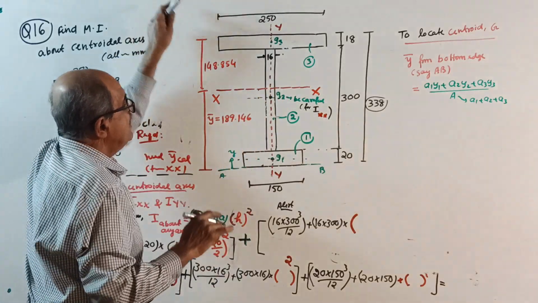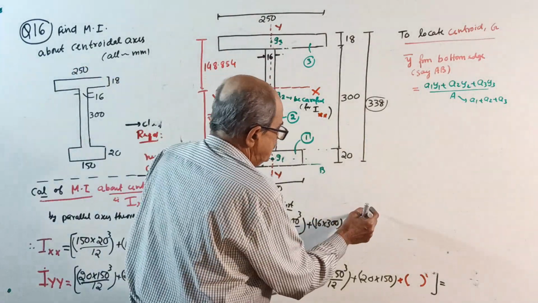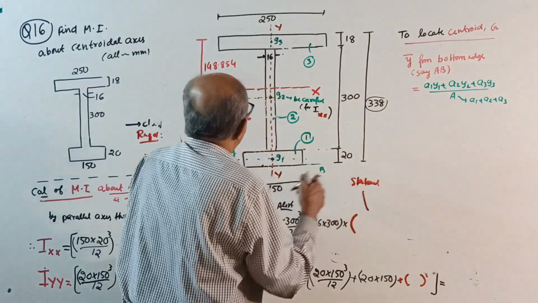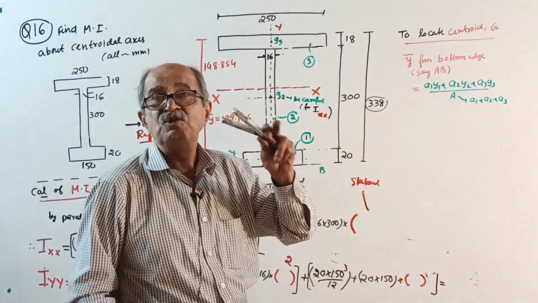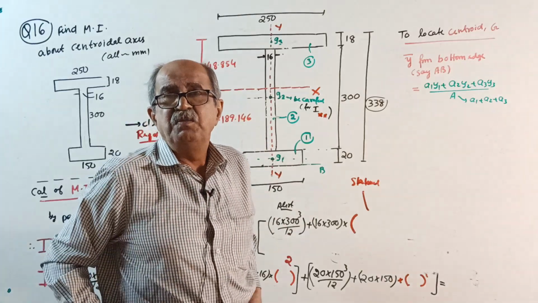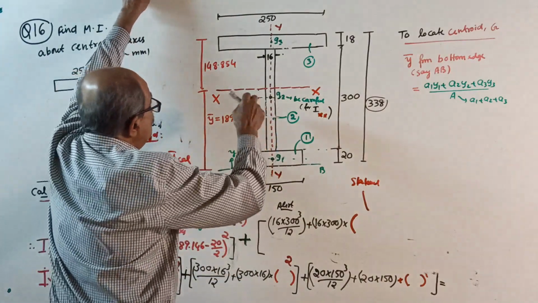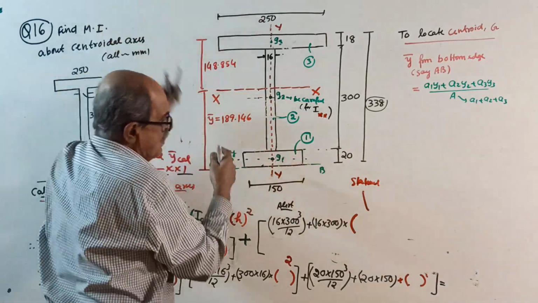Now be careful, your G2 is below XX, right here. When you write this one, you write all the statements here, what I am telling. The G2 is below XX here. Next question, it will be above XX. I will explain both. G2 is below XX, so use the Y bar from the bottom side, 189.146.